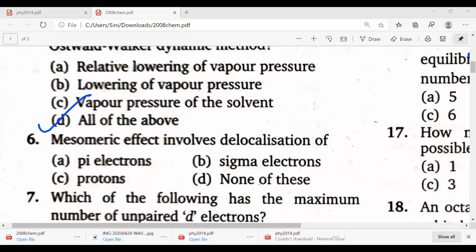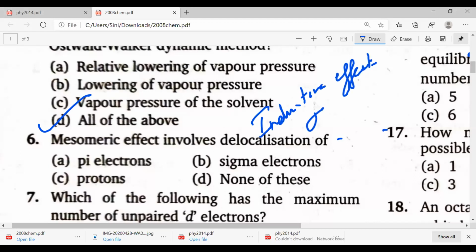Some of the things that they're saying, I think, sir, it is pi electrons. So, guys, I'll tell you one thing. Inductive effect involves what electrons? Sigma. Correct? Sigma means a single bond. If you don't know what is sigma bond, it is single bond. Pi meaning what? Double bond or triple bond.